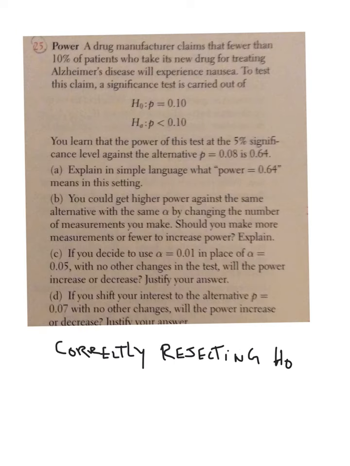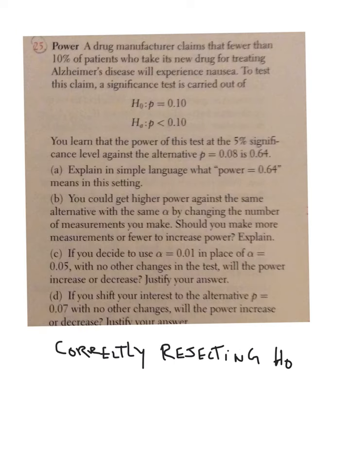Basically, power is the sensitivity of the test. So what we say is that we correctly reject the null hypothesis using an alternative value. We were at 10%, but what if we used 8%? Would we still reject the null hypothesis? Yes, 64% of the time we would still do that. That is the power of the test, correctly rejecting the null hypothesis even though you use a different value than what you're originally using.